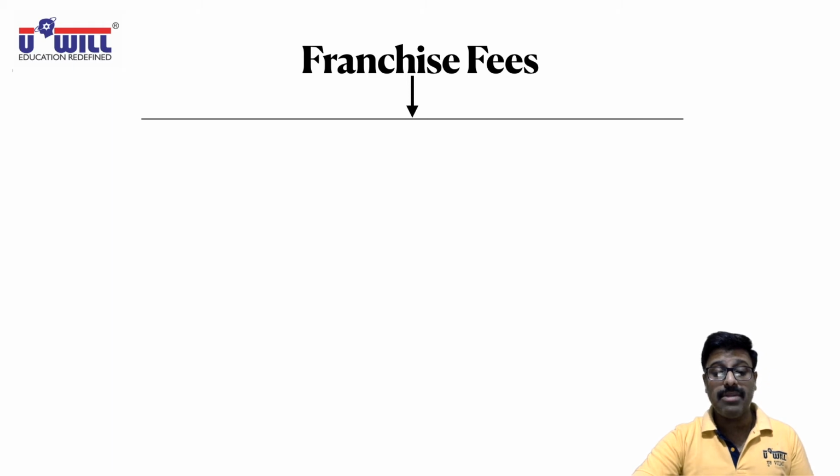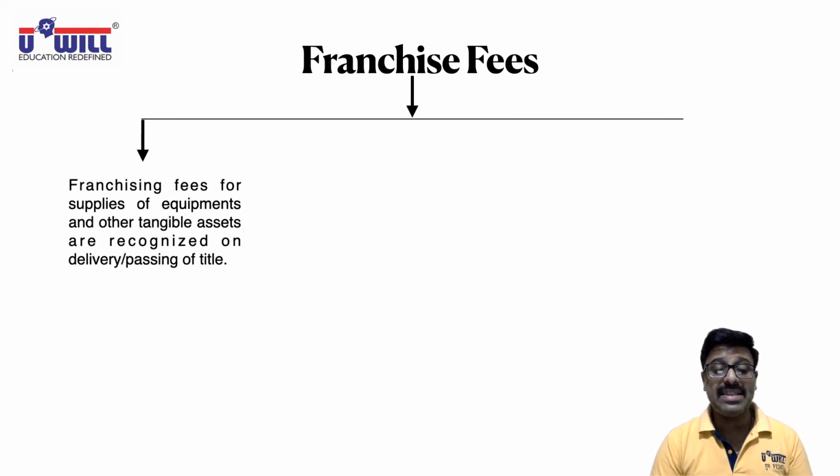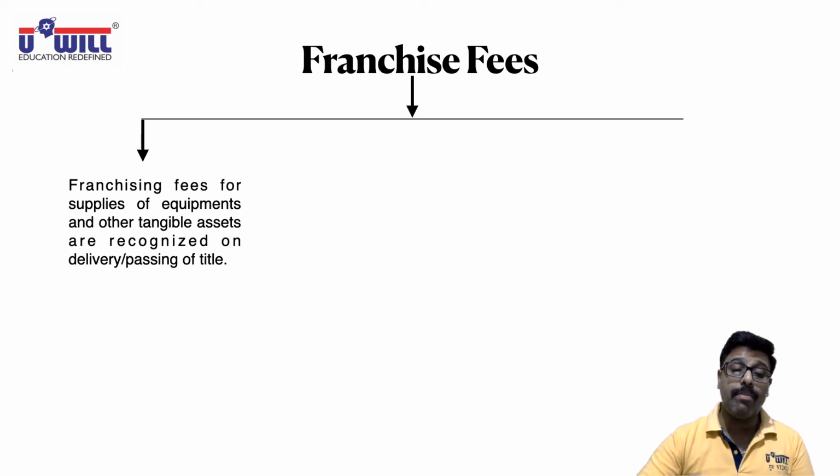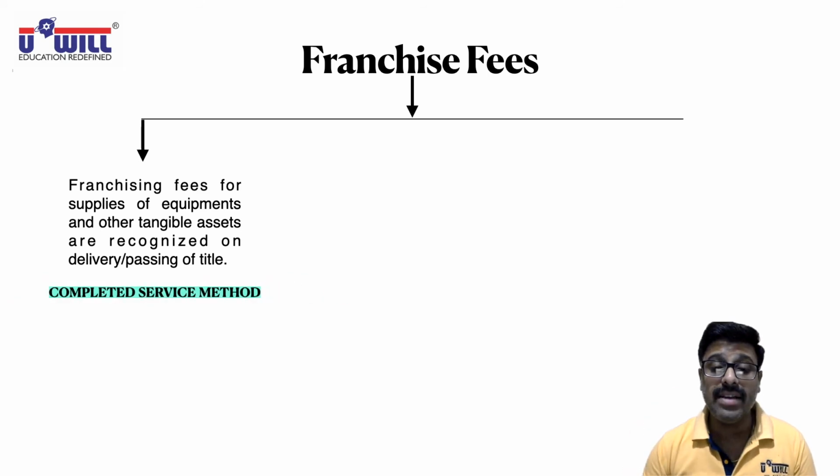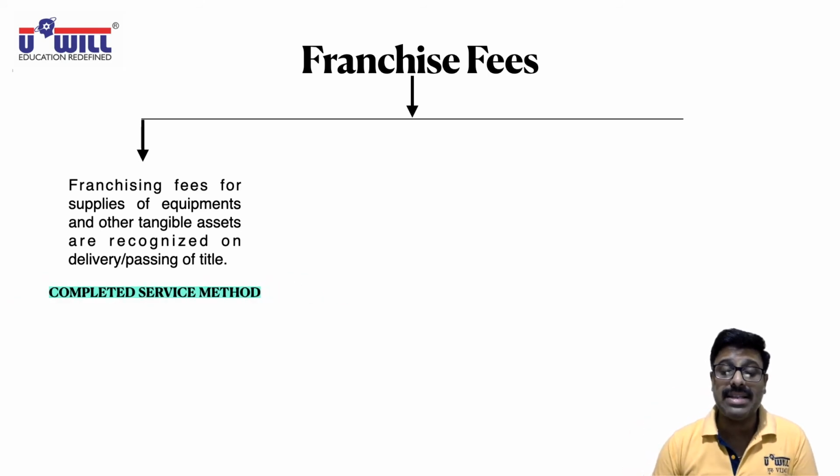So first element, all of you write this in your notebook: franchisee fees or franchising fees for supplies of equipments and other tangible assets are recognized on delivery or passing of title. Like here, that means as soon as they give you the delivery of equipments, tangible assets, they give you the ownership of that. As per completed service contract method, immediately the service provider records the revenue in the books of accounts.